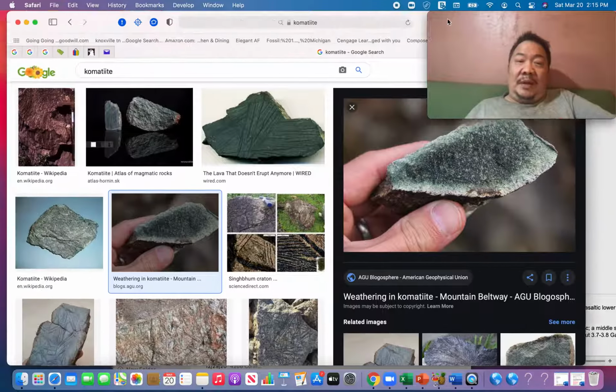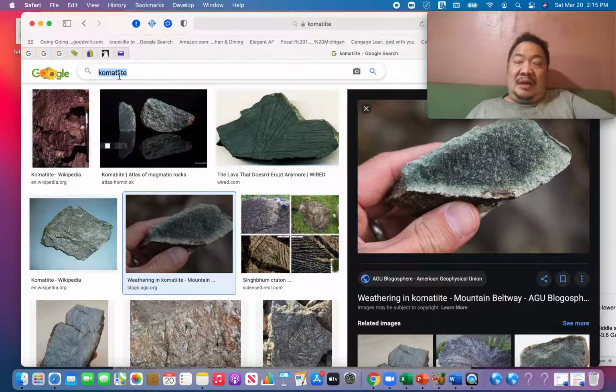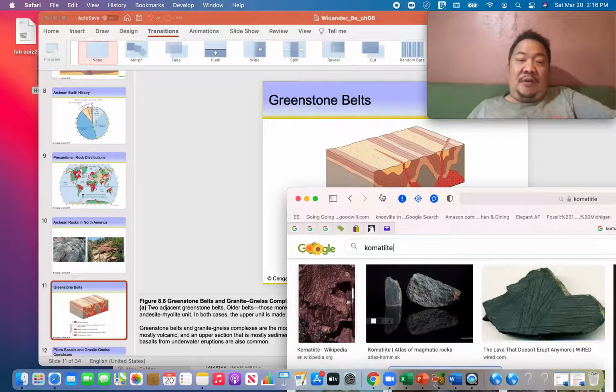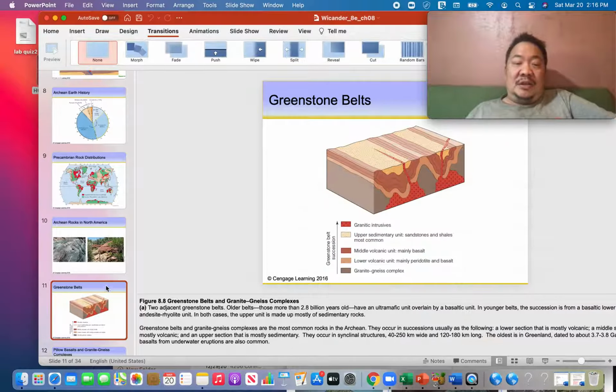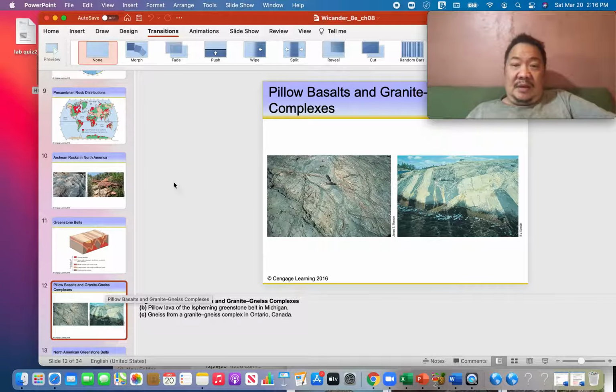Komatiite doesn't form anymore today. Why? Because the temperatures required to form komatiite are very high, above 1200 to 1300 degrees Celsius. And the Earth has cooled down a lot since the Precambrian. But back during Archean times, the Earth was still very hot. And so we could form these ultramafic, ultra dark, green in color lavas that erupted onto the surface of the Earth. So these komatiites represent ancient volcanic deposits, and they indicate that the Earth was much hotter than today. Greenstone belts.